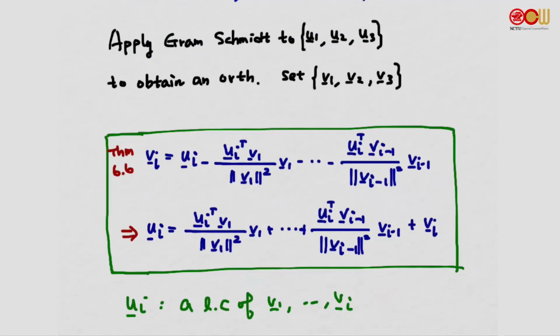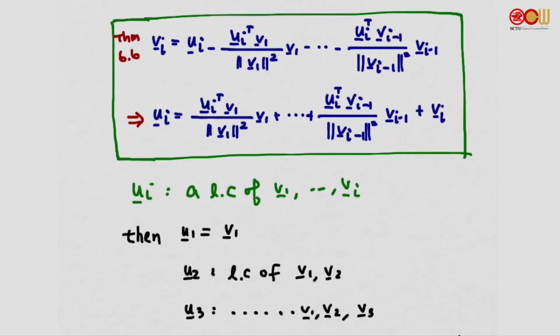ui is a linear combination of u1 to ui. It depends only on v1 to vi, but does not depend on the vectors after vi, vi plus 1, vi plus 2. In particular, u1 is the same as v1, u2 is a linear combination of v1 and v2, and u3 is a linear combination of v1, v2, and v3.